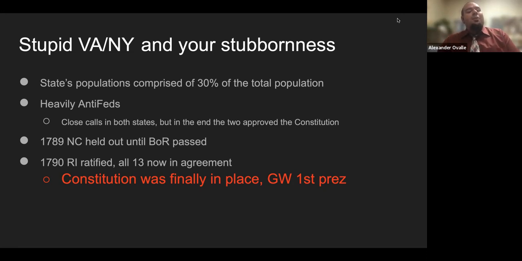In 1989, North Carolina held out until the Bill of Rights was officially passed. In 1790, Rhode Island ratified it, and now all 13 states were in agreement. So the Constitution was finally in place. GW, George Washington, was our first president. Yeehaw.